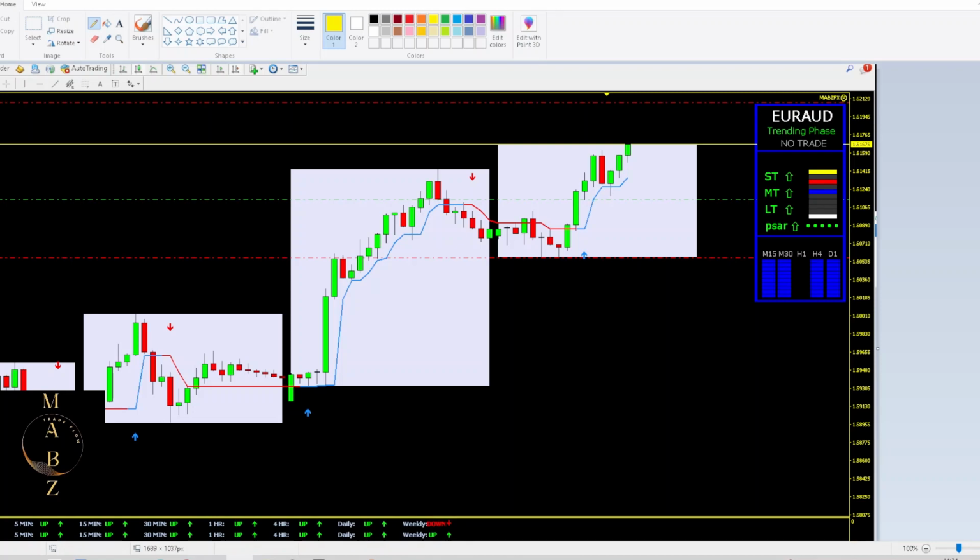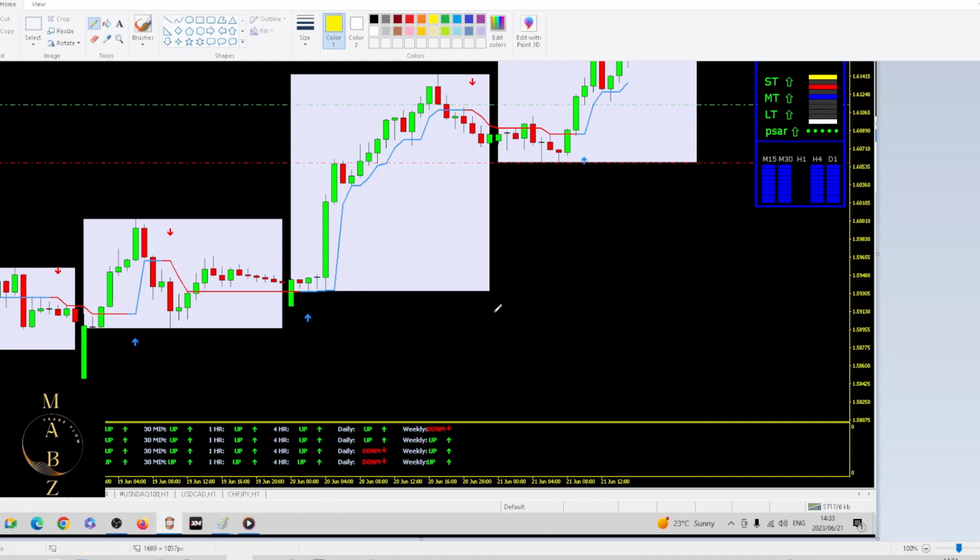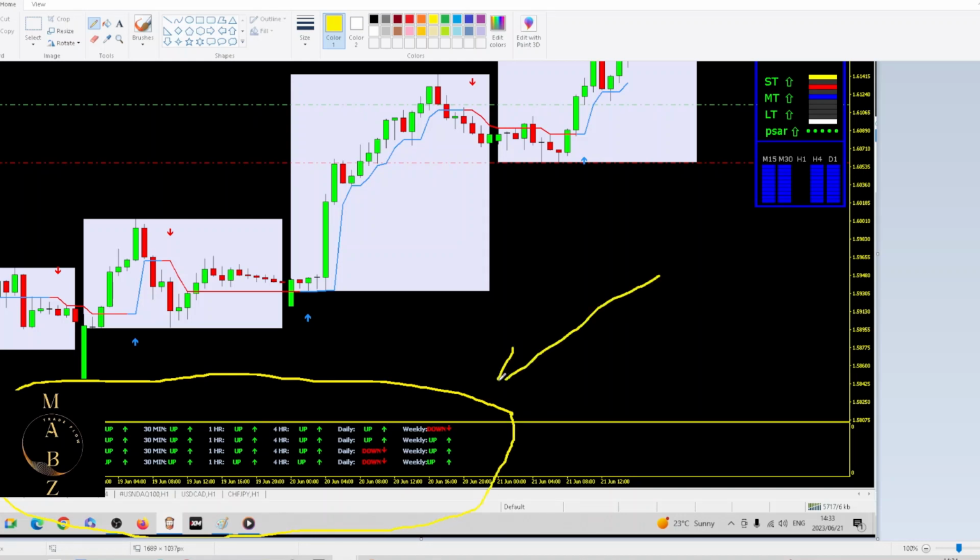Remember, guys, the first thing that we want to look at is the overall trend of the market. So what we're going to do is direct our attention to the bottom of the screen, and then we want to see what this indicator is telling us. As you can see down there, guys, almost all the indicators are showing us that the market is moving in an upward direction.